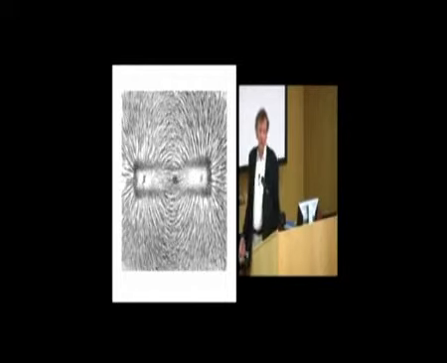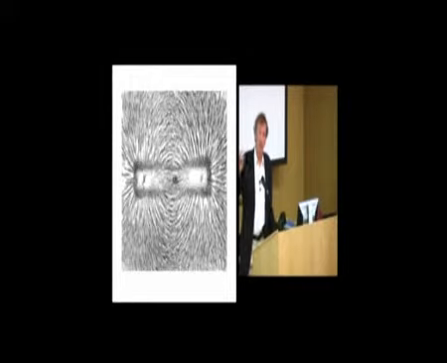Well, here's a magnetic field, and the point to realize here is that the field is not just within the magnet, it's all around it. It's outside the boundaries of the material object. Fields are more extensive than material objects.